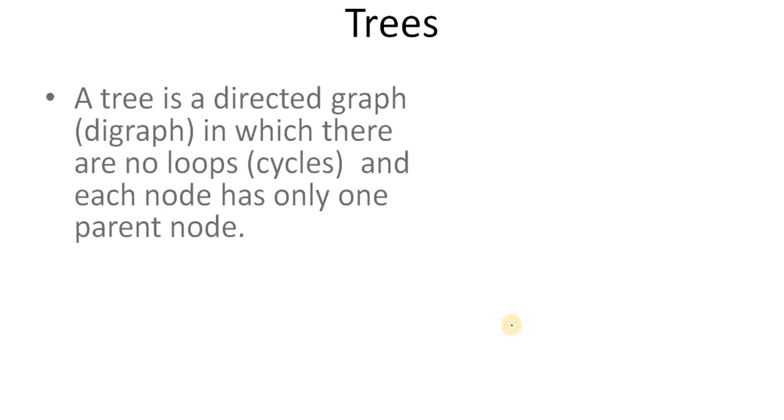Okay, the graphs we have covered, and now we shall see different types of graphs, and they are called trees. A tree is a directed graph, also called a digraph, in which there are no loops or cycles, and each node has only one parent node. So now we shall see a special type of graph. They are called trees, and they look like this here.